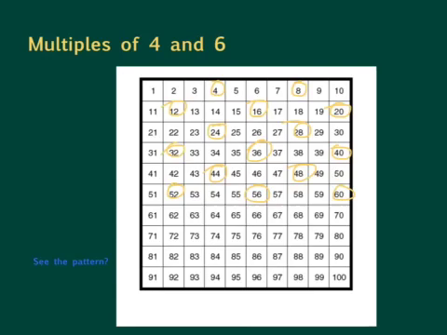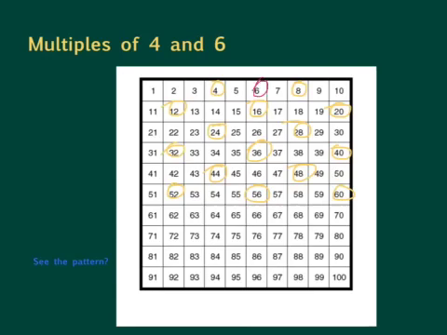Hundreds charts work in a similar way. I'm going to show you multiples of 4 and 6. As you can see, multiples of 4 are already circled in yellow. I'm going to go ahead and start circling some multiples of 6, and we'll see where they overlap.